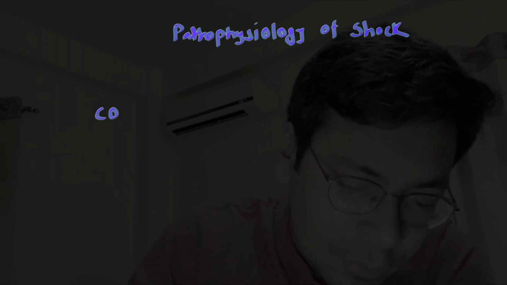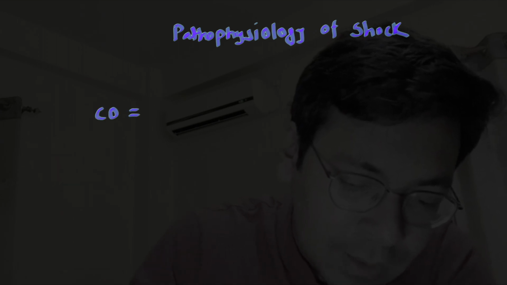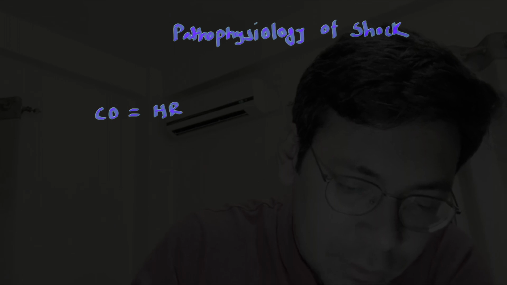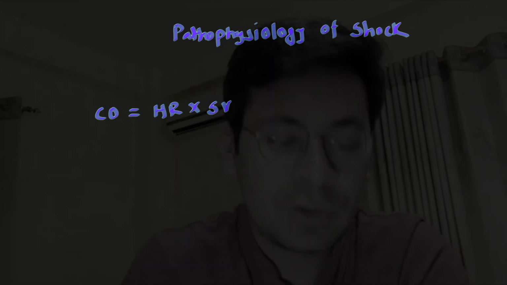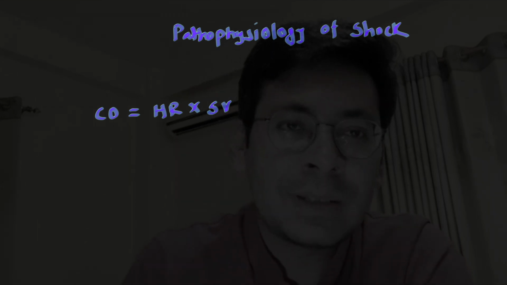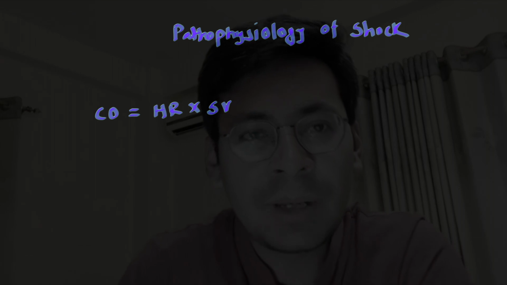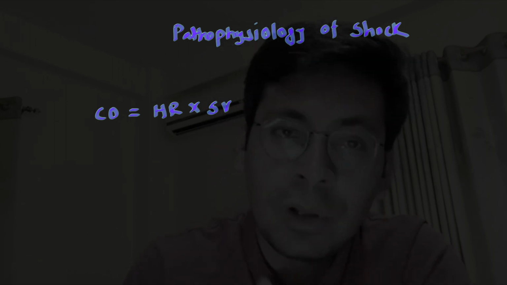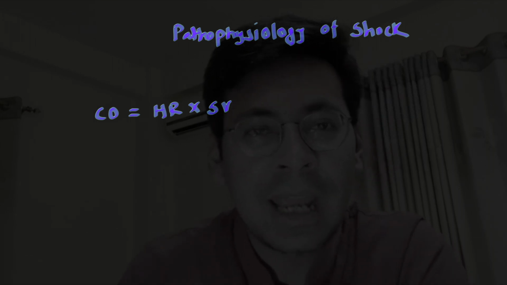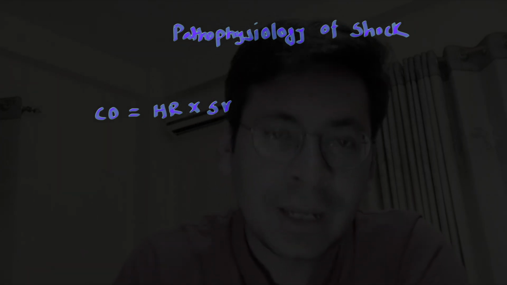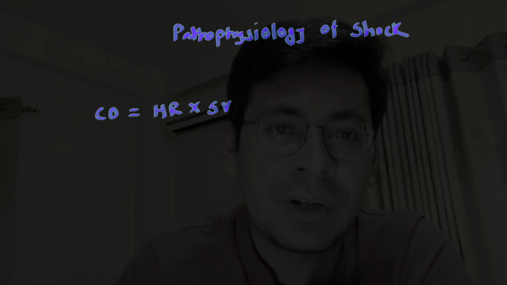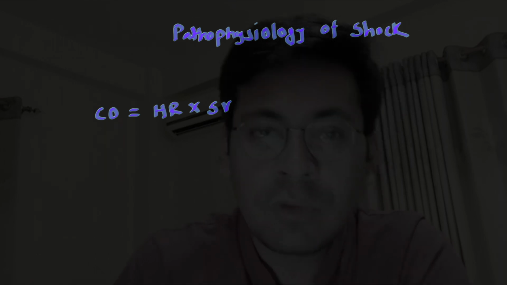One is cardiac output. We all know cardiac output means heart rate times stroke volume. I'm writing it in short form. HR means heart rate and SV means stroke volume. So cardiac output means the amount of blood the heart can pump in a single minute, and stroke volume means the amount of blood that the heart can pump in a single systole. So cardiac output equals heart rate times stroke volume.